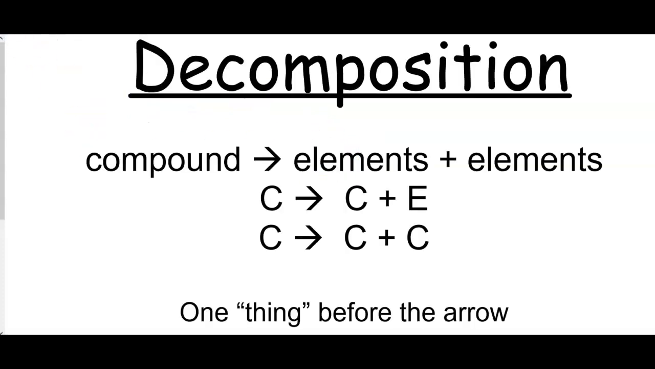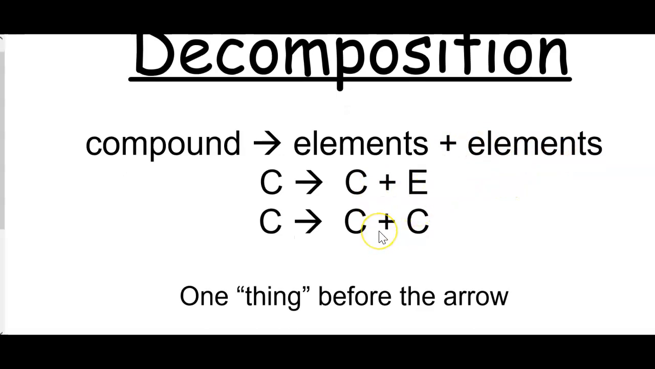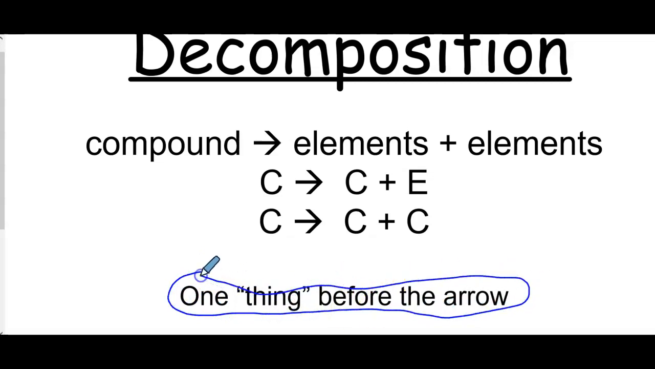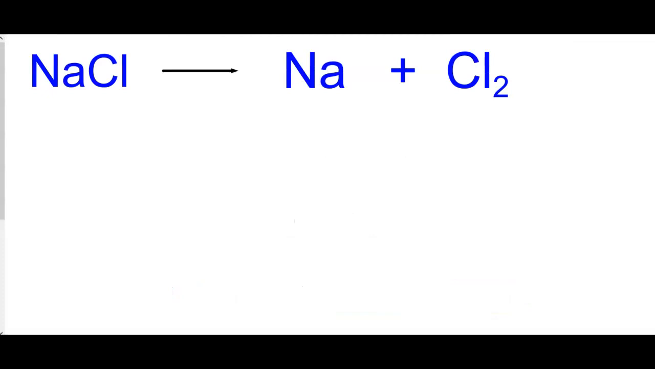The opposite of a synthesis is a decomposition. Decomposition, it breaks down. So compounds break down into two elements, a compound and an element, or two different compounds. The hint here is that there's only one thing before the arrow. So a synthesis is one thing after, a decomp is one thing before, one chemical before. Here's an example. We have a compound breaking down into its elements.